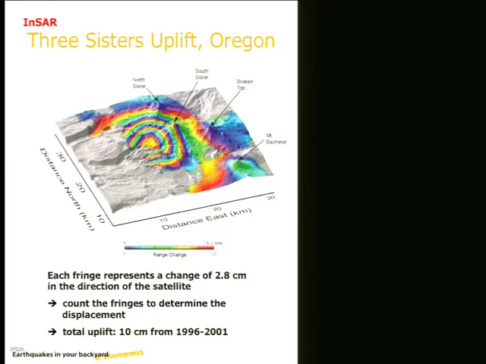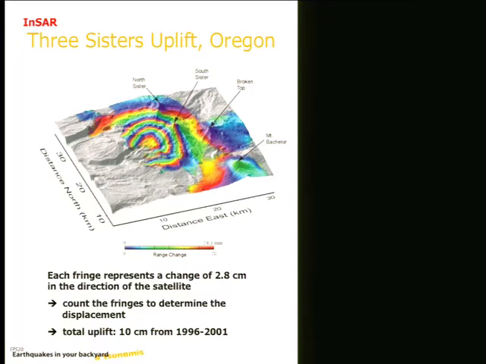So all that matters, the actual takeaway message that you need to know, is that when you look at one of these images and you go from red to red, that corresponds to a change in distance of 2.8 centimeters, because the wavelength of the radar is 2.8 centimeters. So you can count the cycles. You count from red to red to red to red. So that's 4 cycles. Each of those cycles represents a 2.8 centimeter change, and you get the total change. Okay? So we have about 4 cycles here.